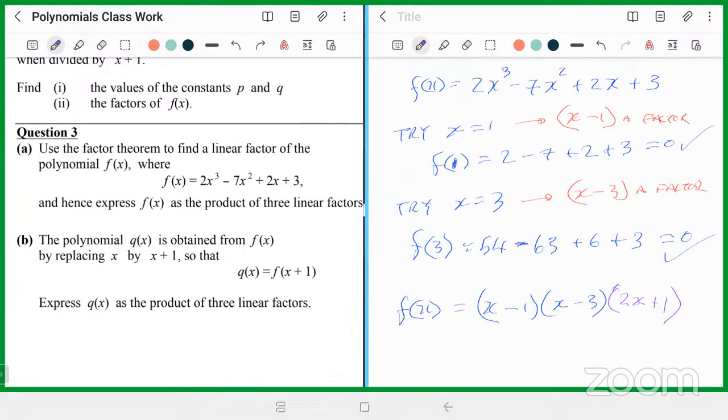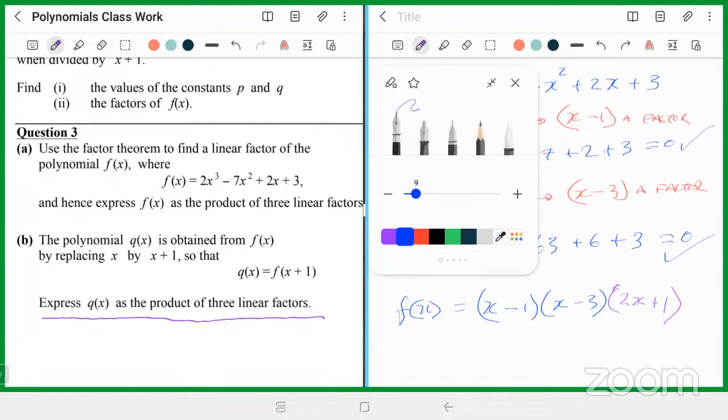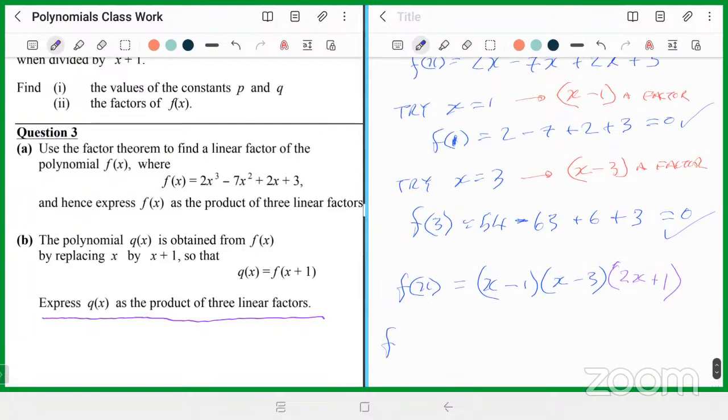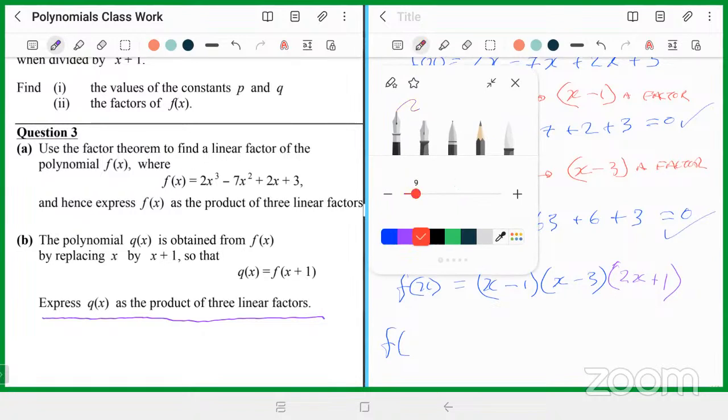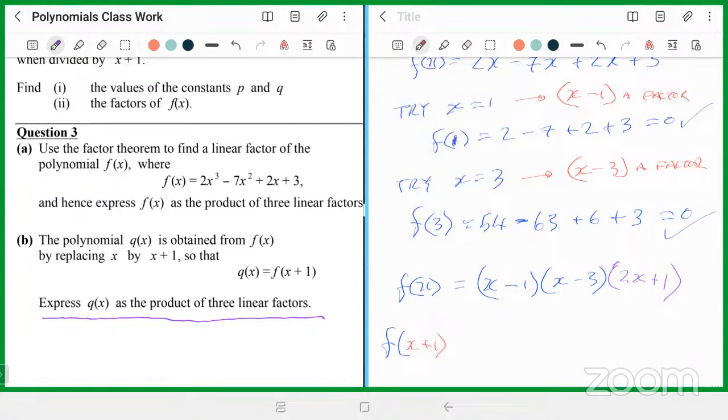Right. So that is basically it, factorized. And then now this part is simply asking us to form q of x, which is f of x plus 1. Right? So if this is f of x and they want it factorized, express q of x as a product of 3 linear factors. So we're not going to substitute it in this one. Right? Doesn't make any sense. We are going to substitute in the factored one, the one that is already factorized. So if that is f of x, and now we want f of x plus 1, instead of x, now we want x plus 1. Wherever x is inside here, we just need to replace it with x plus 1. That is all.